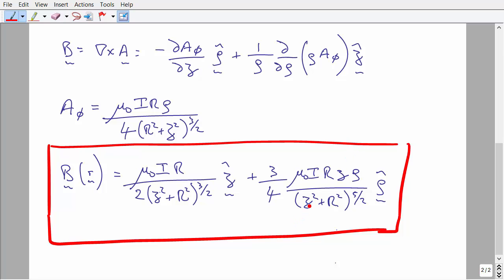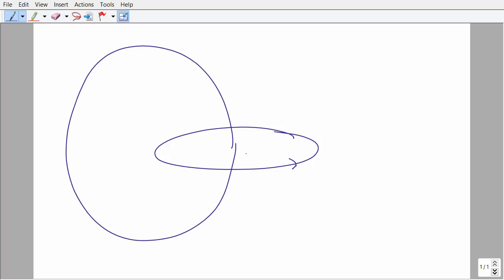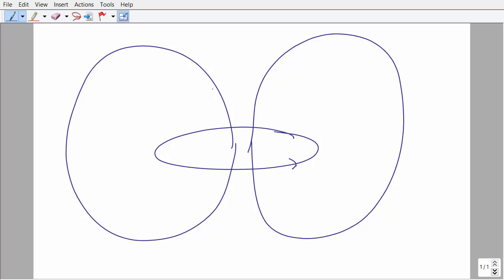Let's think about what this means. It means that as we move off the z-axis, we generate a rho hat bit to our magnetic field. So let's just make sure that that makes sense. If we think about what the magnetic field looks like, here's our current carrying loop, and from the right-hand rule, and from symmetry, we know the magnetic field lines are going to look something like this, and the direction is like this. So this is our current carrying loop, and these are our magnetic field lines here.